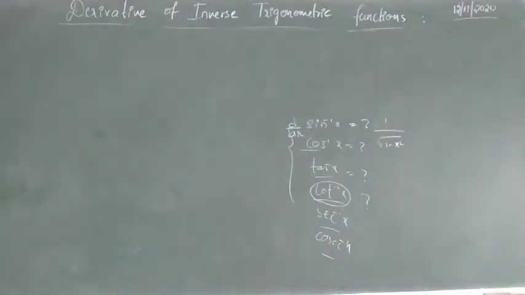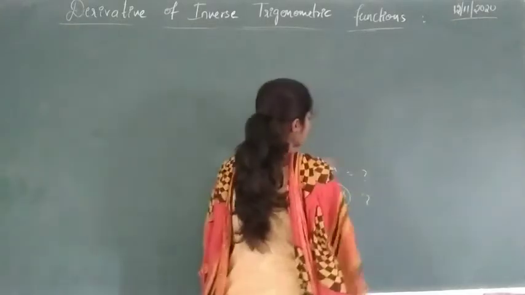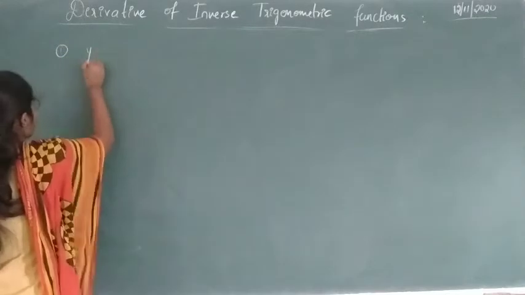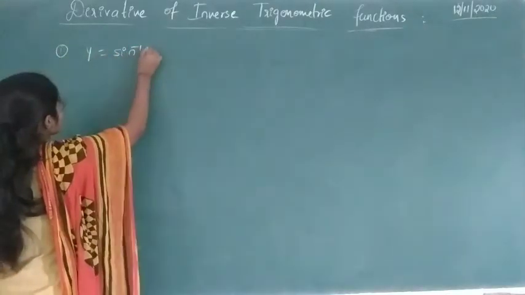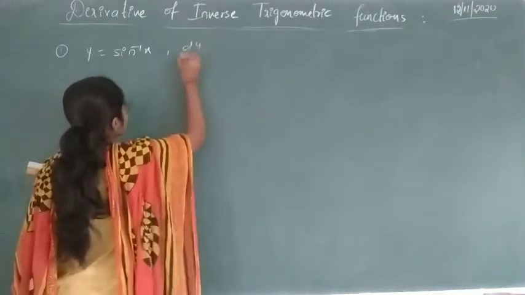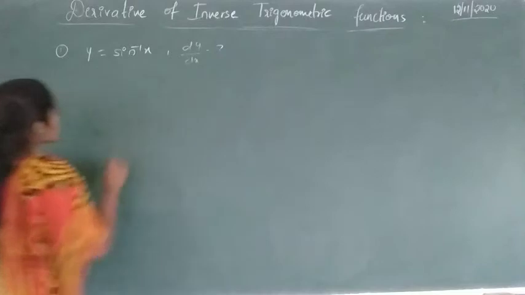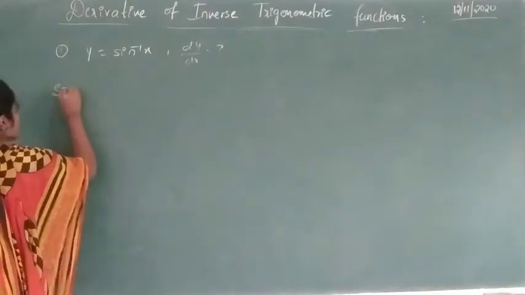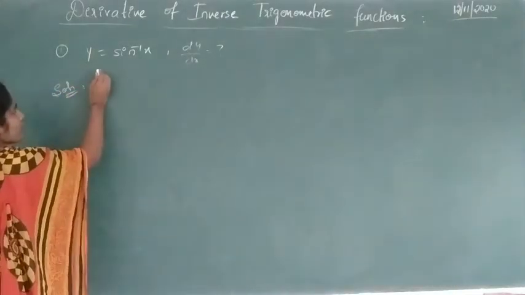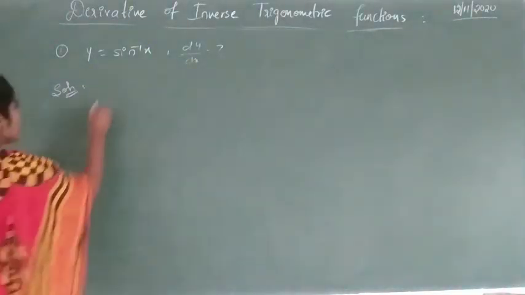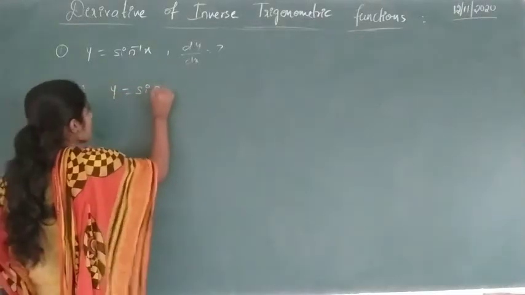See, first I will find the derivative of sine inverse x. Let y is equal to sine inverse x. Then I have to find dy by dx. So we have y is equal to sine inverse x. Here, this is the solution. To find this derivative of sine inverse x, let's take y is equal to sine inverse x.